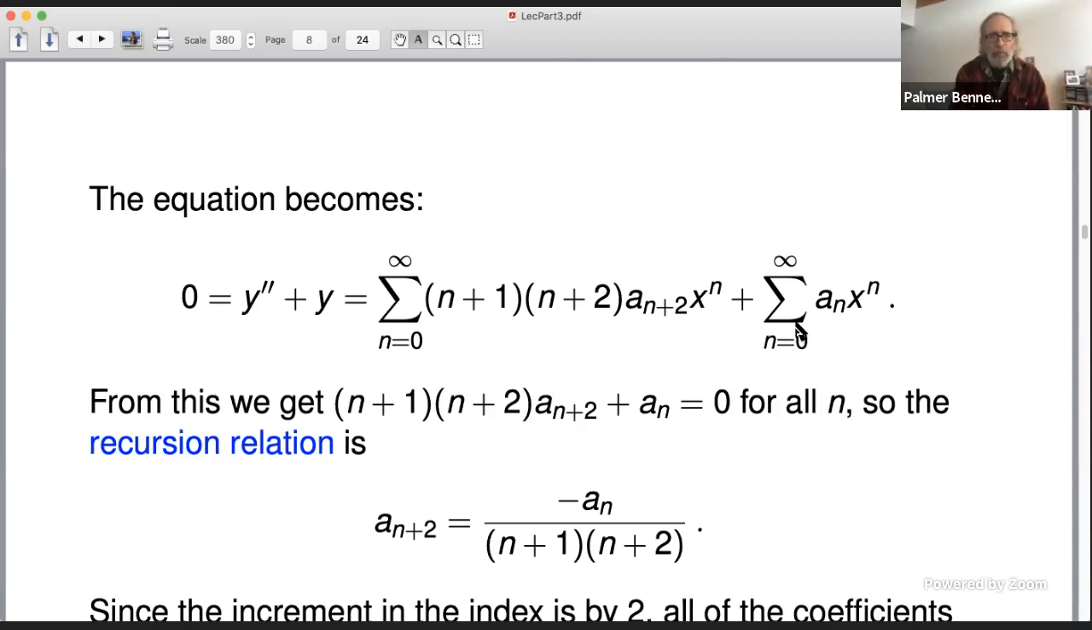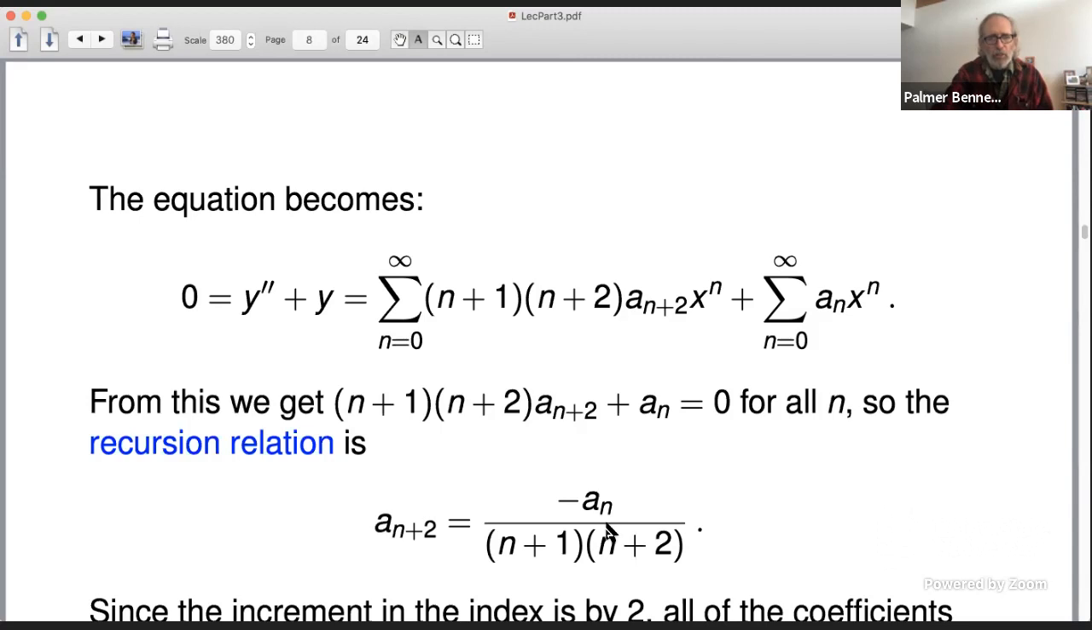Okay. And from this, if this is equal to 0, remember we can add these two series. We'd have the exponent x to the n. The coefficient of x to the n on the right-hand side has to be 0 for all n. That means that (n+1)(n+2) a_(n+2) plus a_n has to be 0 for all n. And this lets us solve for a_(n+2) in terms of a_n. And we got this expression for a_(n+2).